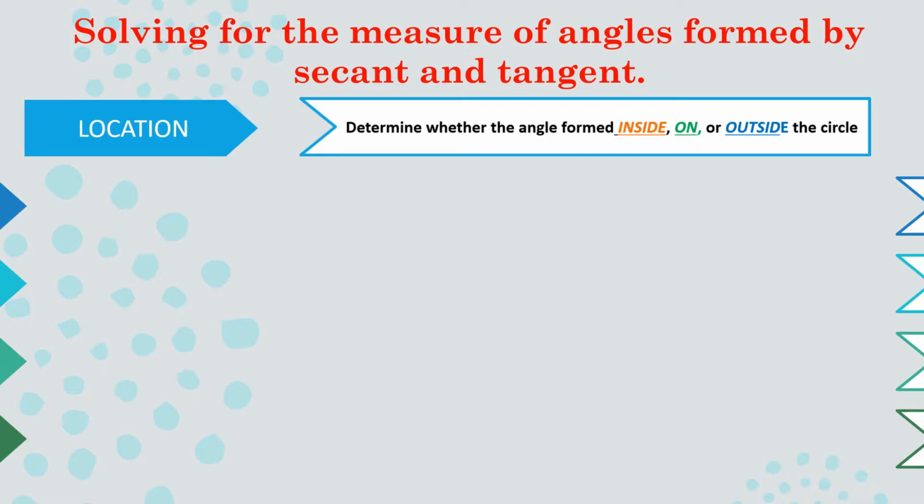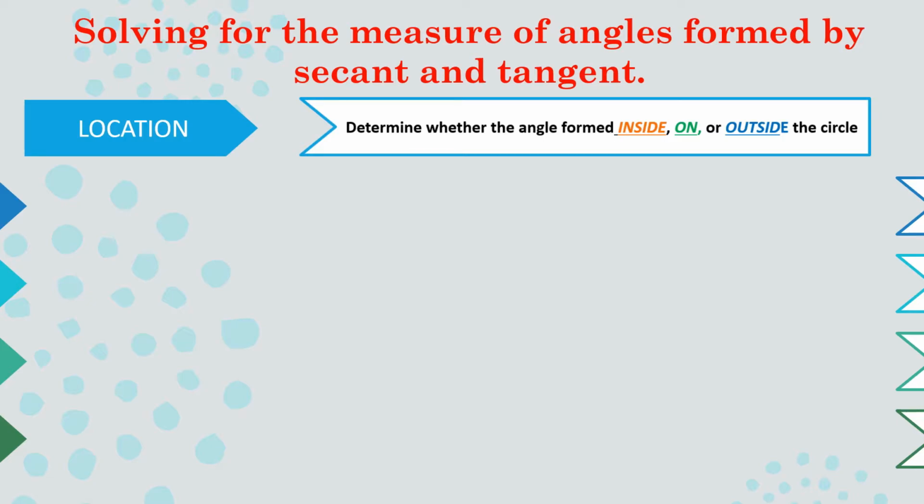If the angle is formed inside, you get 1/2 of the sum of the intercepted arcs of the vertical angles. If the angle is formed on the circle, you have 1/2 of its intercepted arc. If the angle is formed outside the circle, you will have 1/2 of the difference of its intercepted arcs.